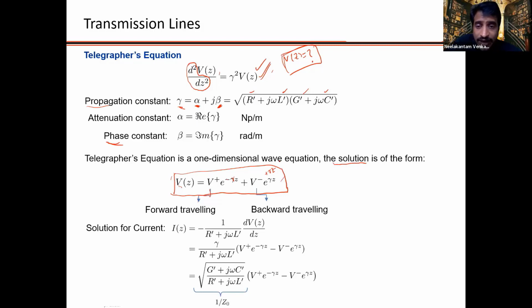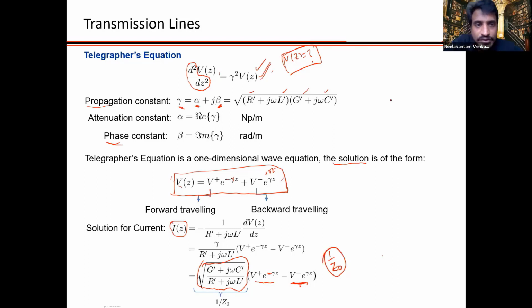Similarly, you can go ahead and use that solution of V of Z to find your current I of Z, and that current would interestingly have V plus e power minus gamma Z minus V minus e power plus gamma Z. So this is the forward traveling one because of the minus gamma Z, and this is the backward traveling one. Very interestingly, this term that you see here is something like the ratio of voltage to current. If you were to see it as a ratio of voltage to current, it is 1 over Z naught. We define it to be 1 over Z naught.